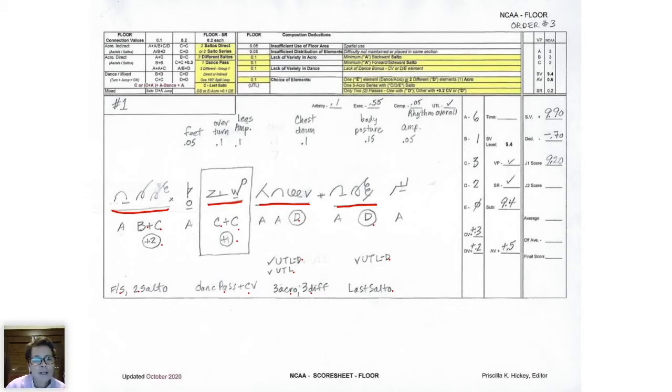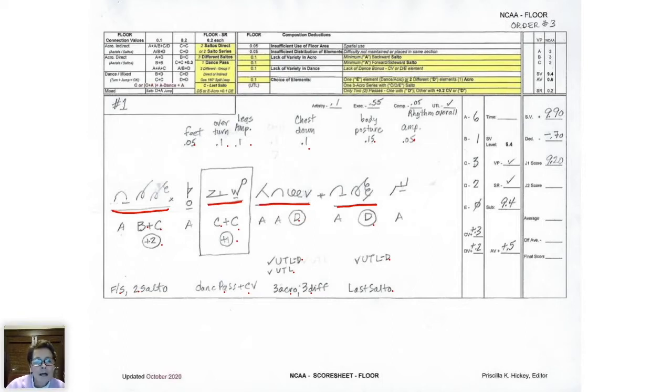She had more in execution. Feet 05. She overturned the switch side. Amplitude of her legs on the wolf full, 1/10, 1/10. Chest down on the double back pike. Body posture on her Rudy landing, 1.15. And amplitude of the last jump.